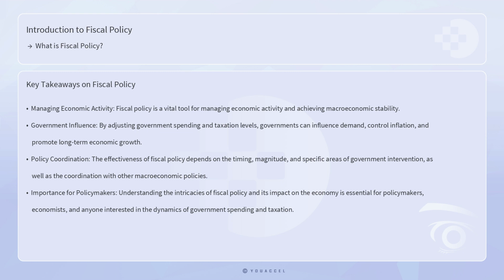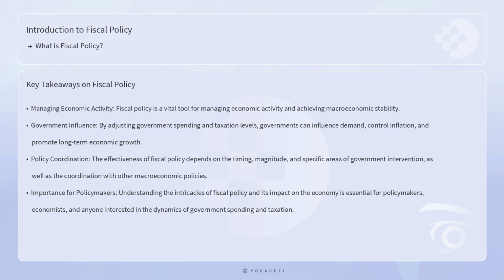In summary, fiscal policy is a vital tool for managing economic activity and achieving macroeconomic stability. By adjusting government spending and taxation levels, governments can influence demand, control inflation, and promote long-term economic growth. The effectiveness of fiscal policy depends on the timing, magnitude, and specific areas of government intervention, as well as the coordination with other macroeconomic policies.